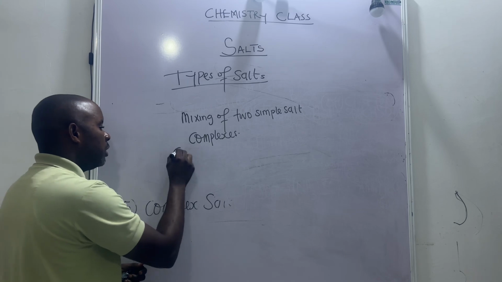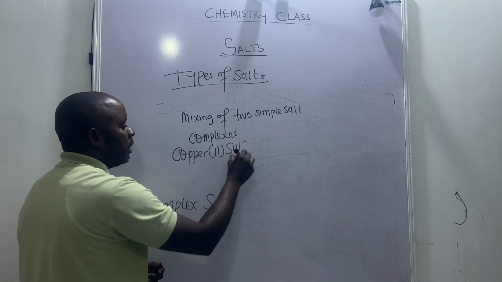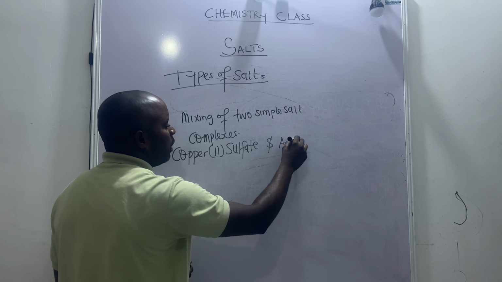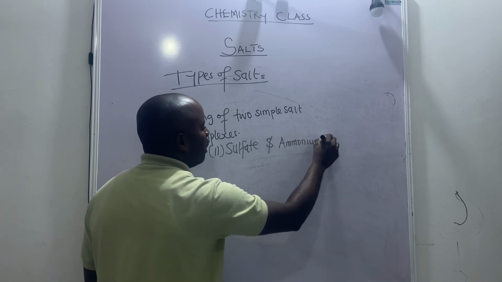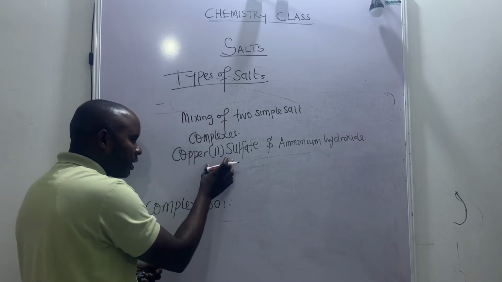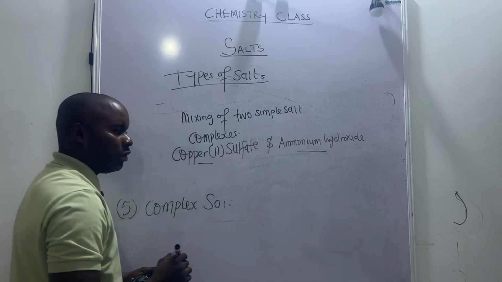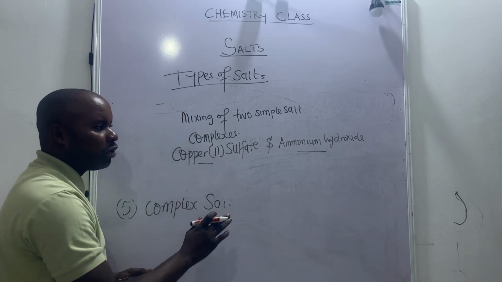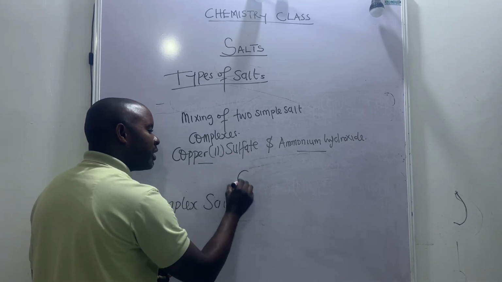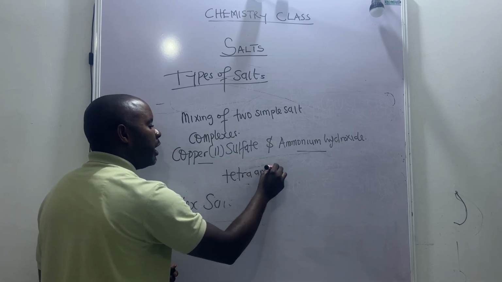So a very good example of a complex: let's use copper(II) sulfate and ammonium hydroxide. In this, these are simple salts. If we mix these 2 simple salts, one of the less soluble salts will crystallize. In this aspect, these 2 salts will give us what is known as tetraamine copper.